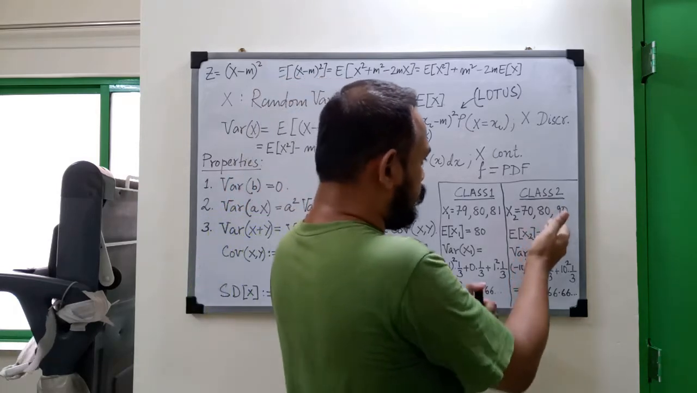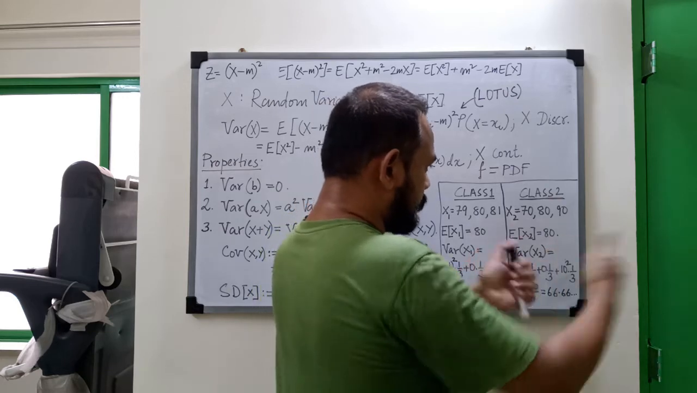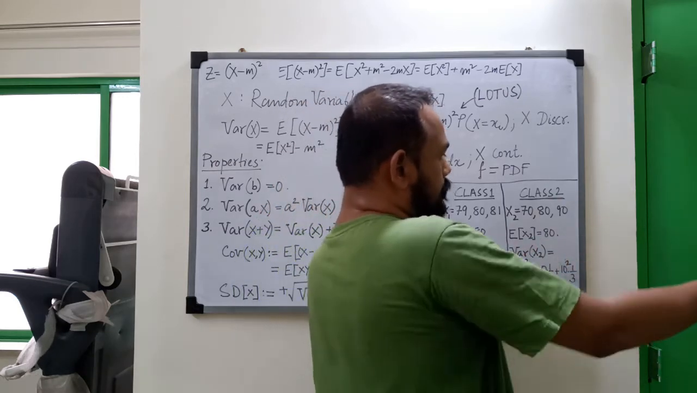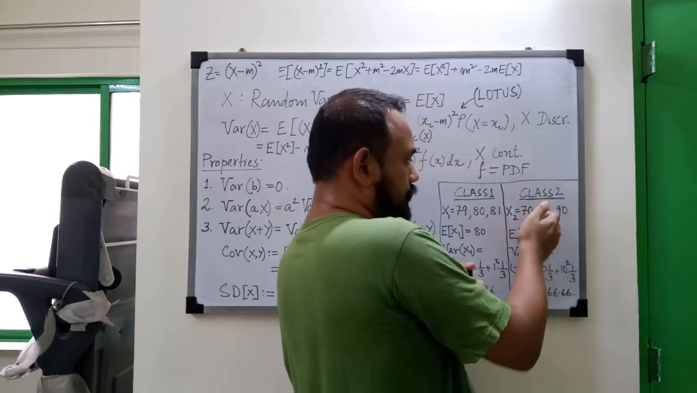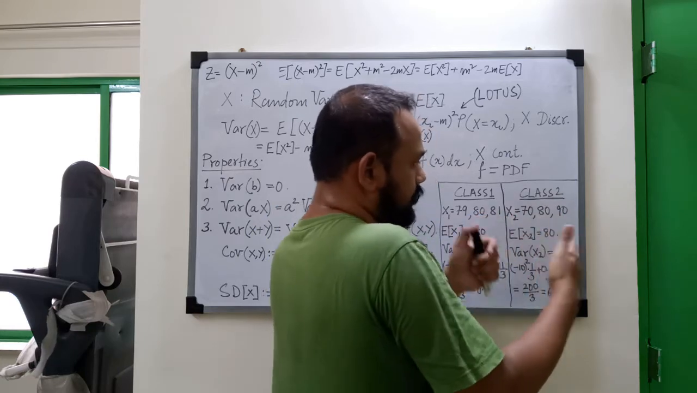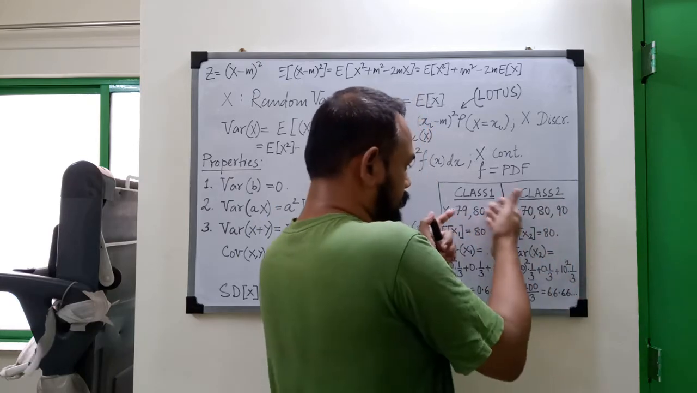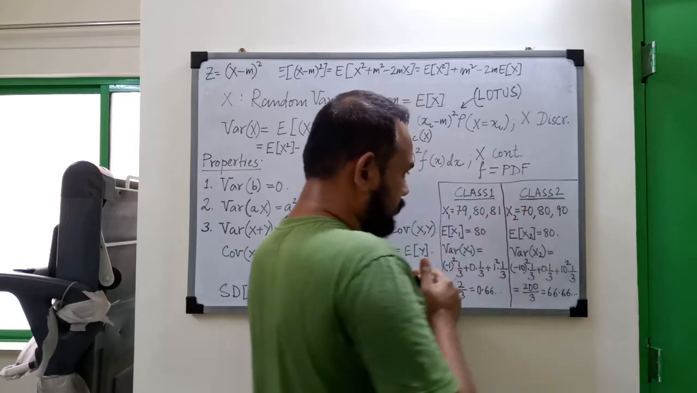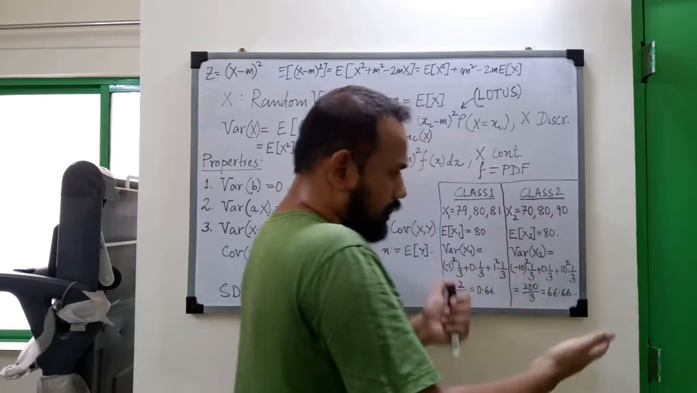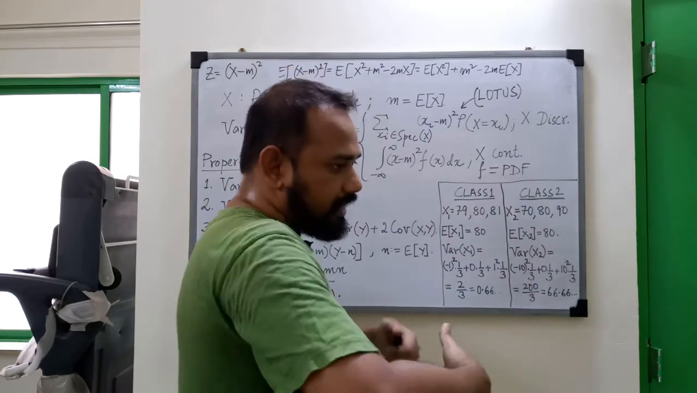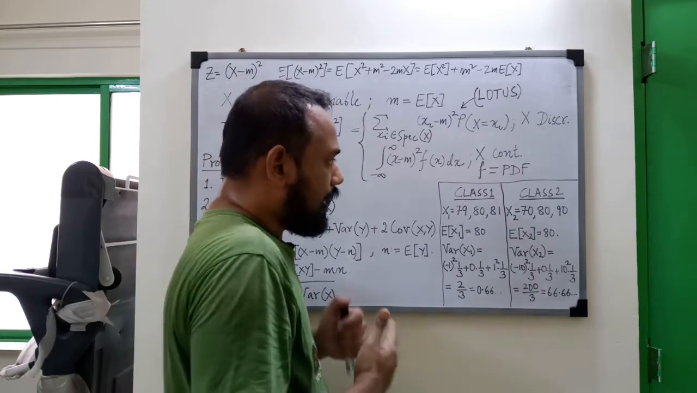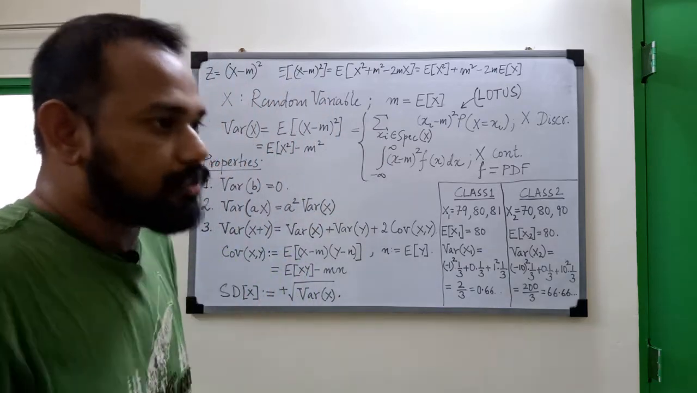Whereas in the next one, the spread is more. Somebody got a lot more than the average, and this person got a lot less than the average. So the competition here is not as closely knit as in this class. Even though the averages of both the classes work out to be the same, we don't get a sense of how the marks are distributed in both the classes. And what variance does is it actually measures exactly that.